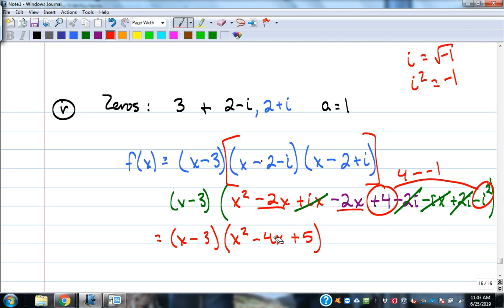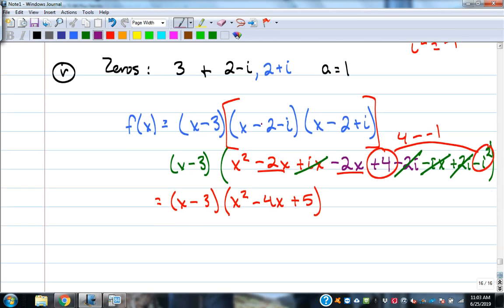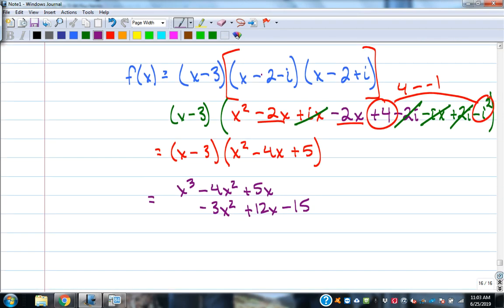Okay? So then we're just going to multiply x times all of that. And this works out real nice here. X to the third minus 4x squared plus 5x, and then multiply by negative 3. So negative 3x squared plus 12x minus 15. And I'm stacking that. And then the last line is just put it together. X cubed minus 7x squared plus 17x minus 15.